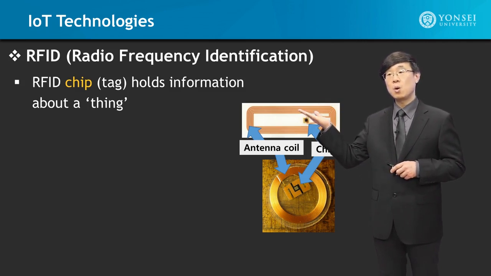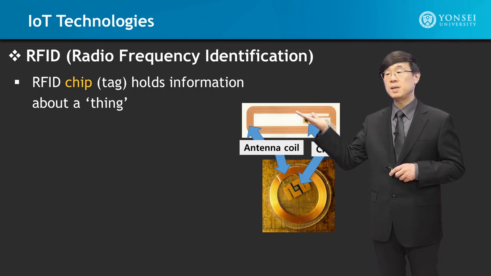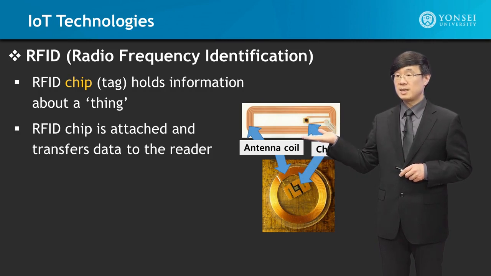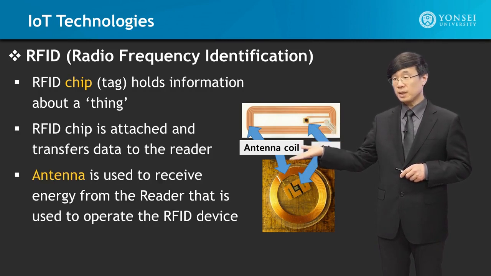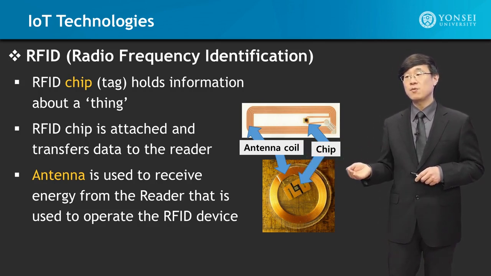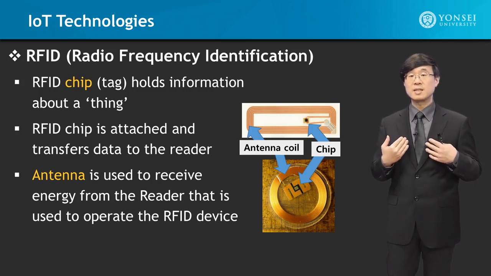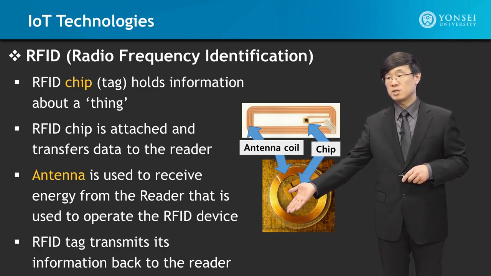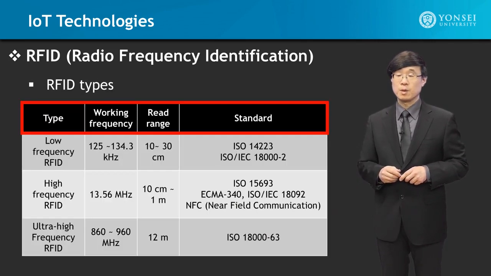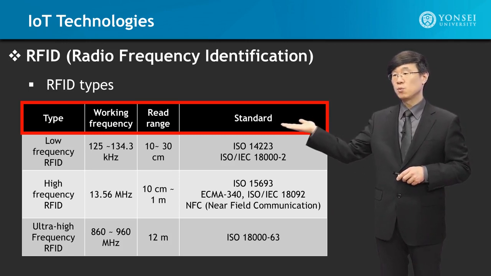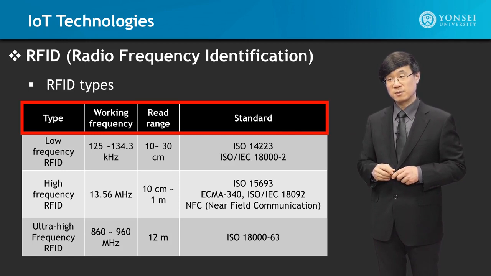So the RFID chip holds information about a thing. It could be it or about the object that this tag is attached to. RFID chip is attached and transfers data to the reader. The antenna is used to receive energy from the reader, and it's used to operate and send its information back to the reader as well. So the antenna is a charging unit as well as a wireless reply sending unit. The RFID tag transmits its information back to the reader, in which we need to take a look at some RFID types, and in terms of working frequency, read range, and the corresponding standards.